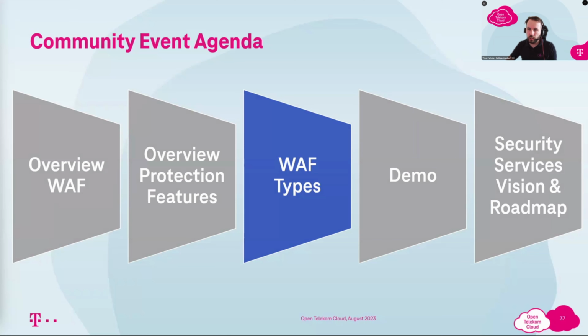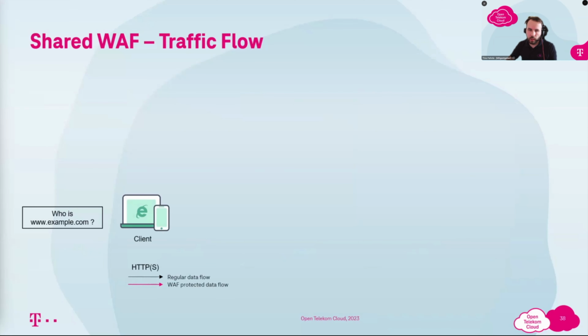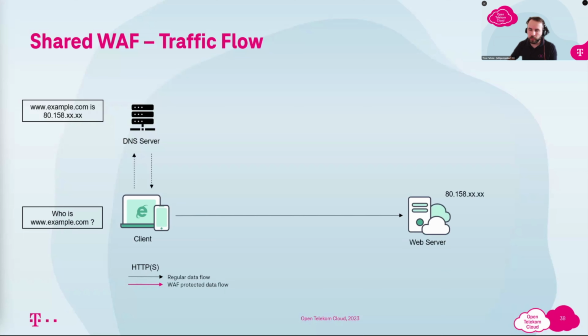I just use a simple example about accessing the web server. It's a really, really simple structure. You have your client on the internet who wants to access the web page. He's entering whoisexample.com. Therefore, he sends this request to the DNS server. The DNS server answers with the public IP address of your web server. And then basically you are contacting your web server.